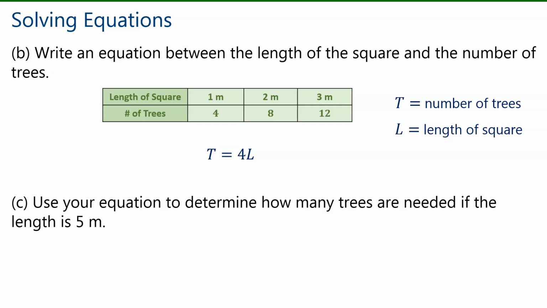Now for C, use the equation to determine how many trees are needed if the length is 5 meters. So let's just replace L with 5. 4 times 5 is 20. So 20 trees are needed if Olive wanted to have a square that has a length of 5 meters.